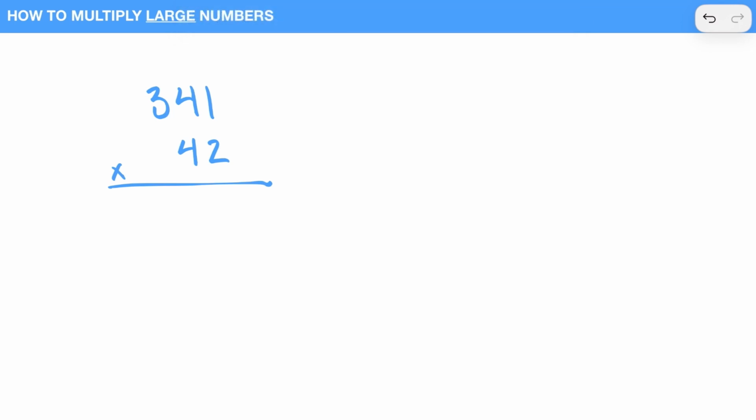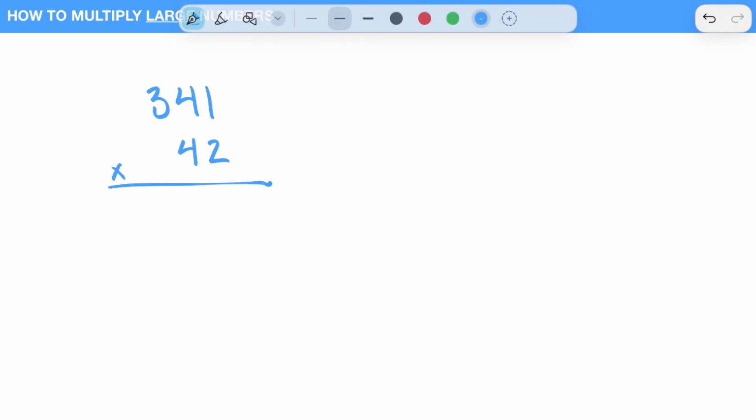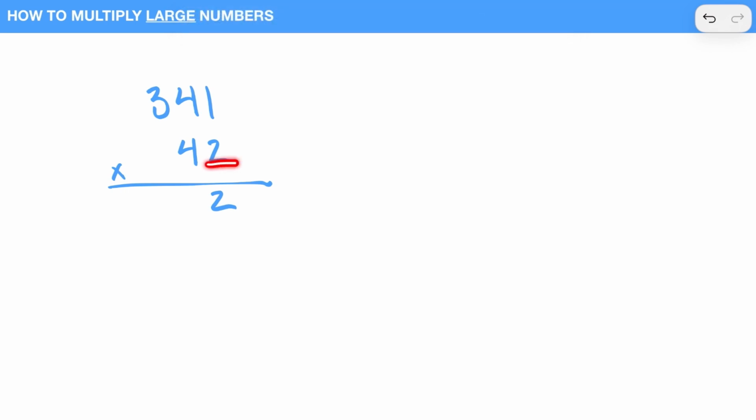Let's start with the 2. We're going to proceed like so. We're going to take 2 times 1, and we're going to get 2. Then we're going to do 2 times 4, and we're going to get 8. 2 times 3 is 6, and now effectively what we've done is we've multiplied 341 by the 2 portion of 42. But now we need to do the 4.